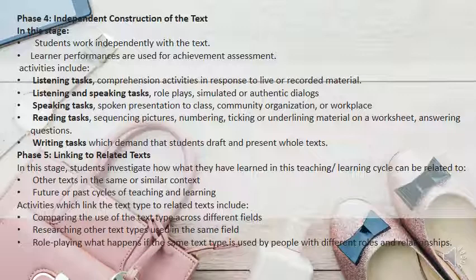Phase 5. Linking to related text. In this stage, students investigate how what they have learned in this teaching and learning cycle can be related to other texts in the same or similar context, future or past cycles of teaching and learning. Activities which link the text type to related texts include comparing the use of the text type across different fields, researching other text types used in the same field, role-playing what happens if the same text type is used by people with different roles and relationships.